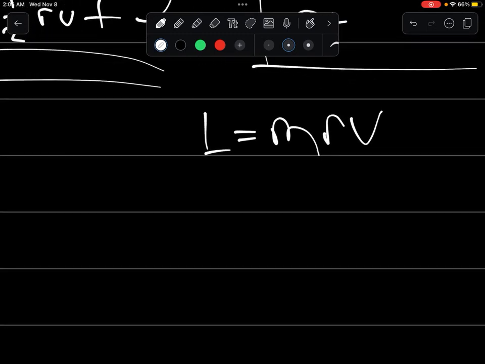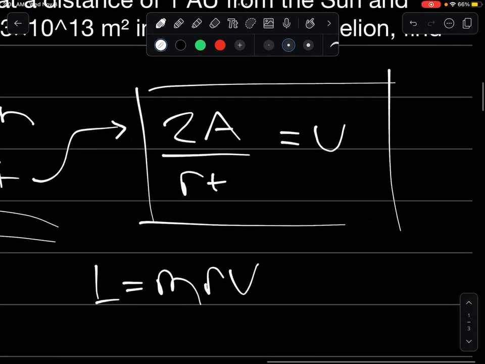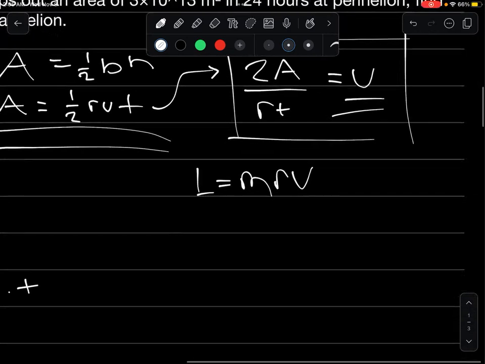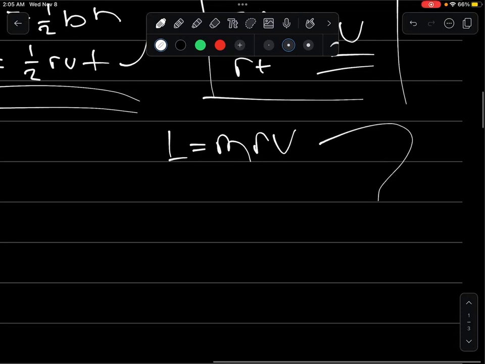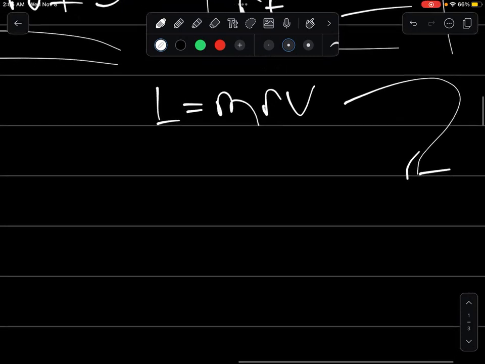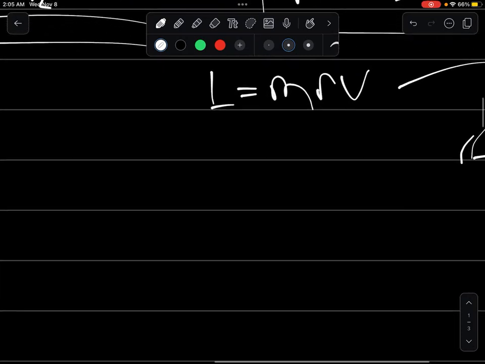So briefly, since we have this formula right here, which gives us v, we actually want to find the relationship as well of v in reference to L, when m and r are held constant.